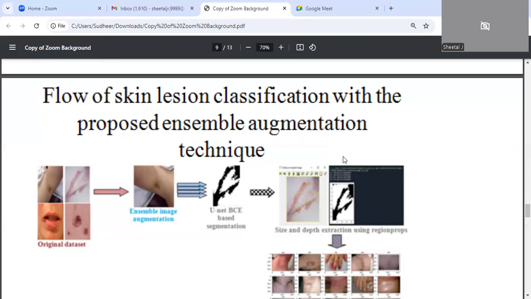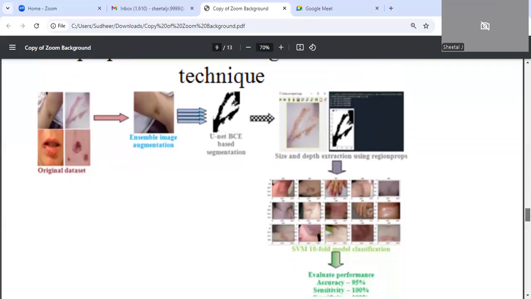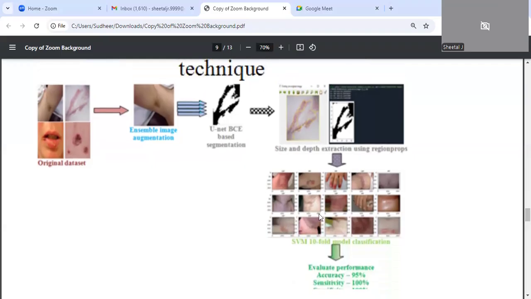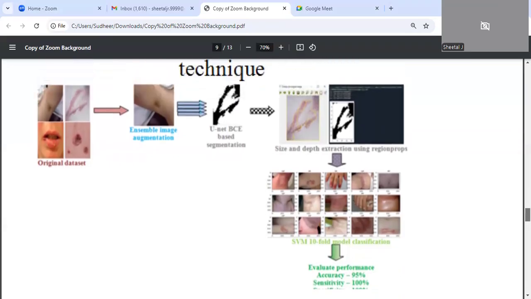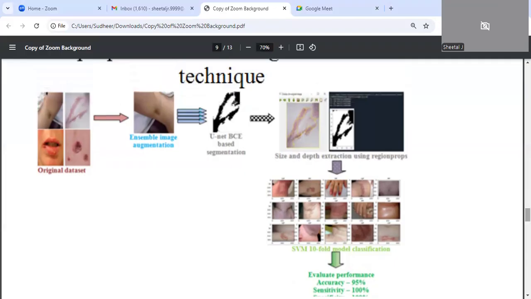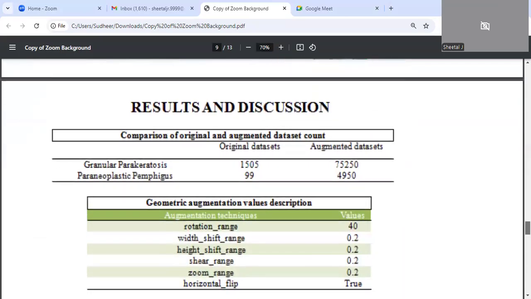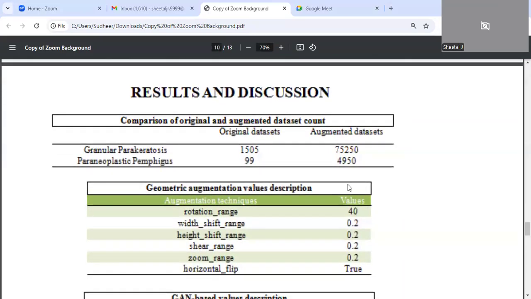Then feature extraction, like size and depth extraction, has been done using region proximate. Finally, the images are classified into two classes, whether it is parakeratosis or pemphigus. Then the performance metrics have been evaluated: accuracy we have got is 95%, sensitivity of 100%, and specificity of 100%.